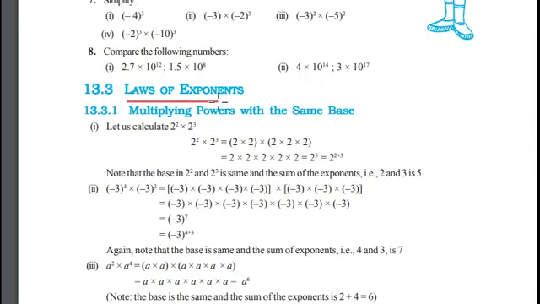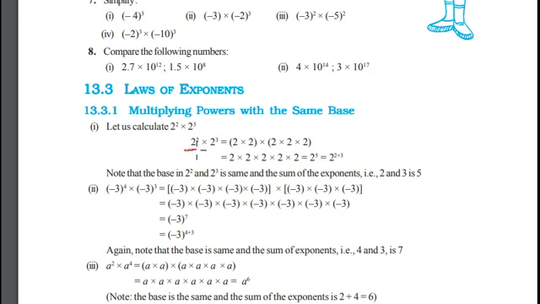Laws of exponents. Multiplying powers with the same base. 10 to the power of 4: here 10 is the base and 4 is the exponent. Now let us calculate this number: 2 to the power of 2 times 2 to the power of 3. We can notice here we have the same base. The number is 2.